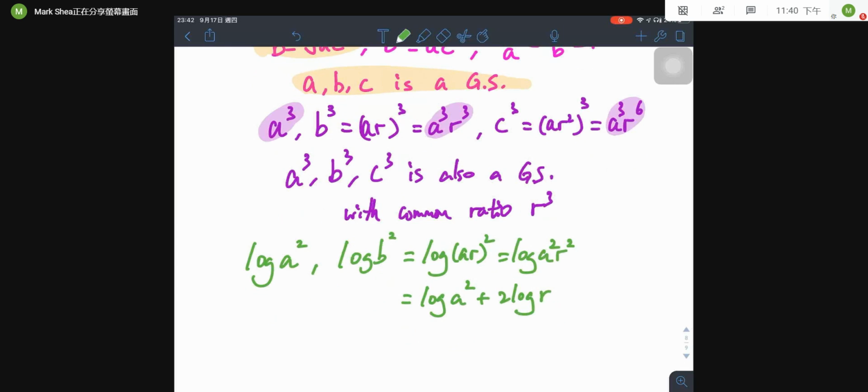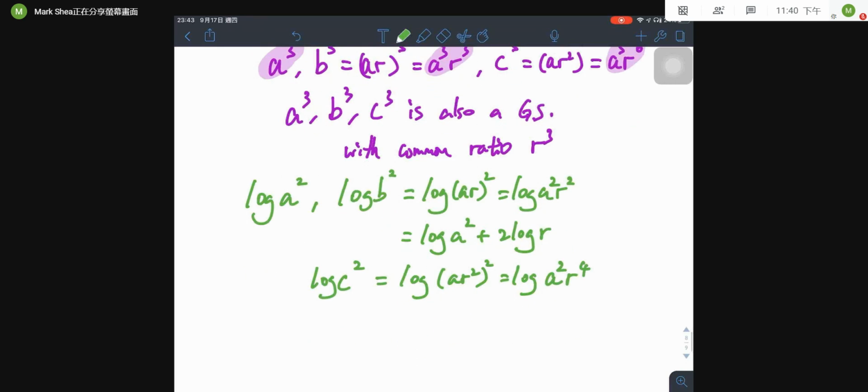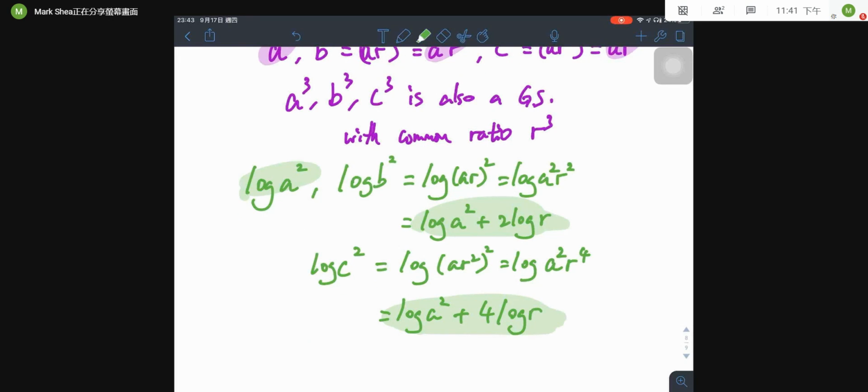And how about log C squared? Because C is AR squared, I can write log C squared as log of A squared times R to the power 4. So it is log A squared plus log R to the power 4. So it is log A squared plus 4 times log R. So you can see that the first term is log A squared, the second term is log A squared plus 2 log R, and the third term is log A squared plus 4 log R.